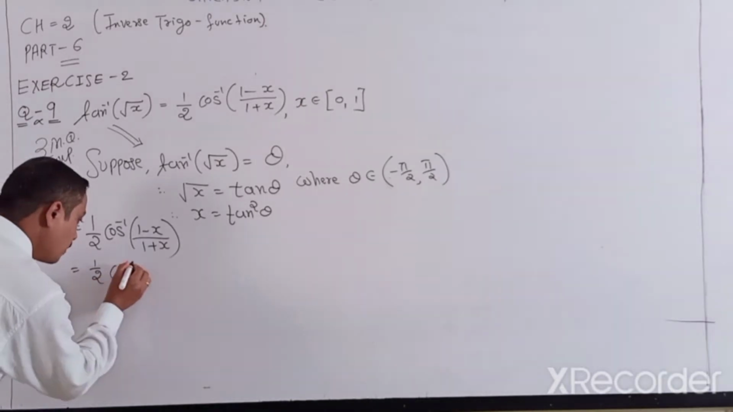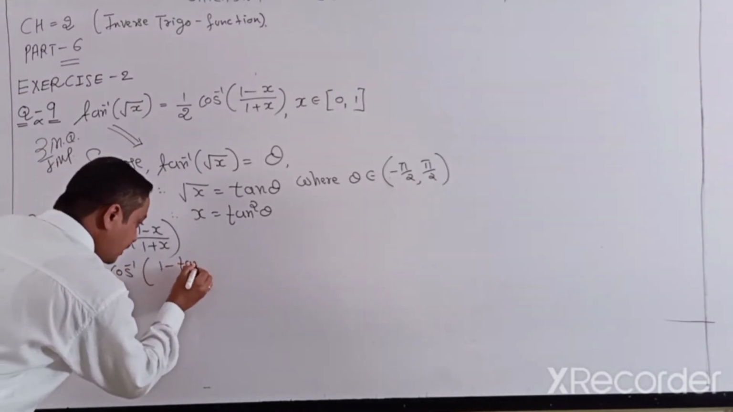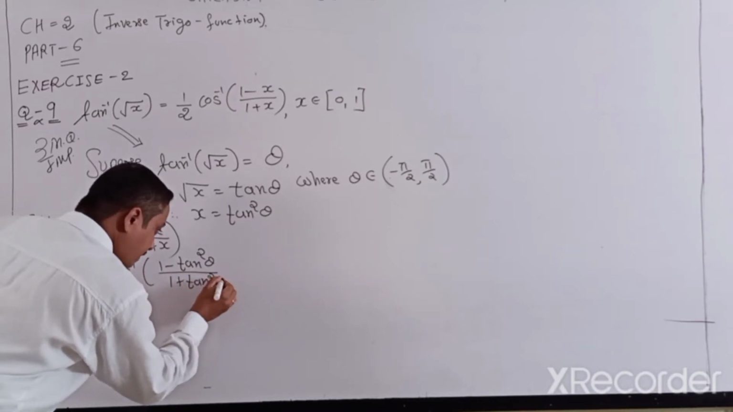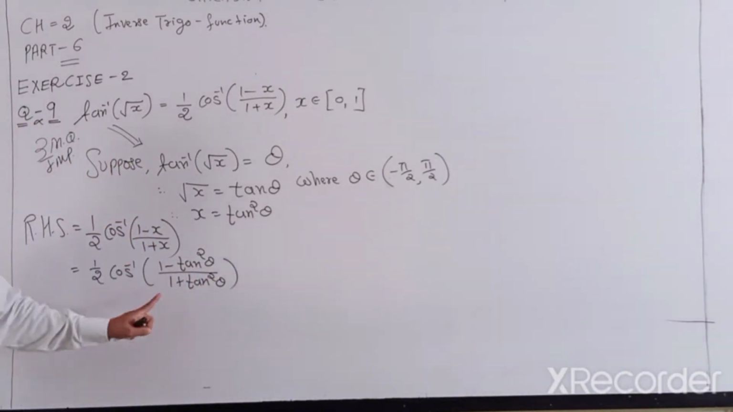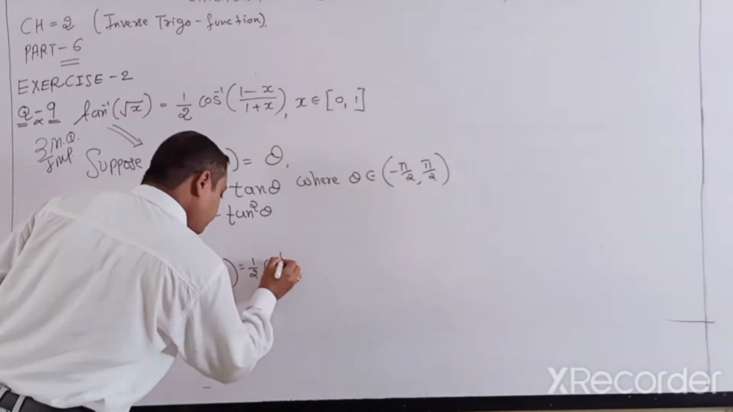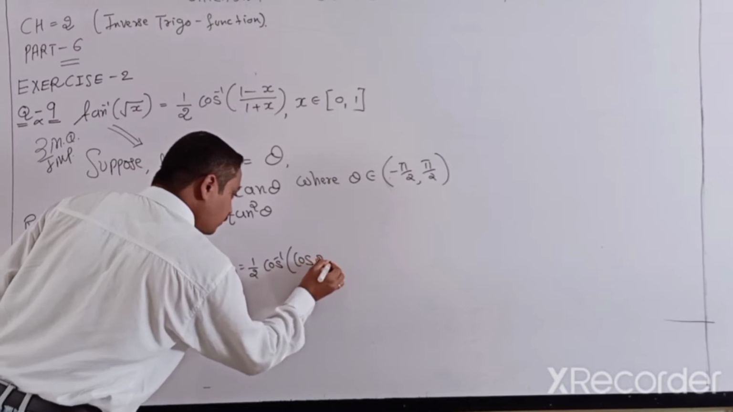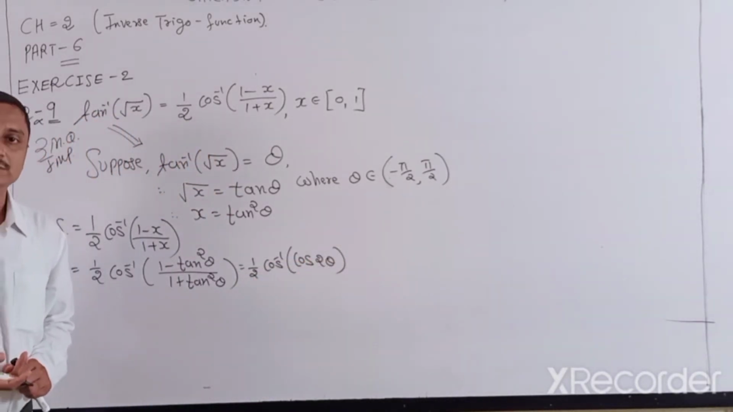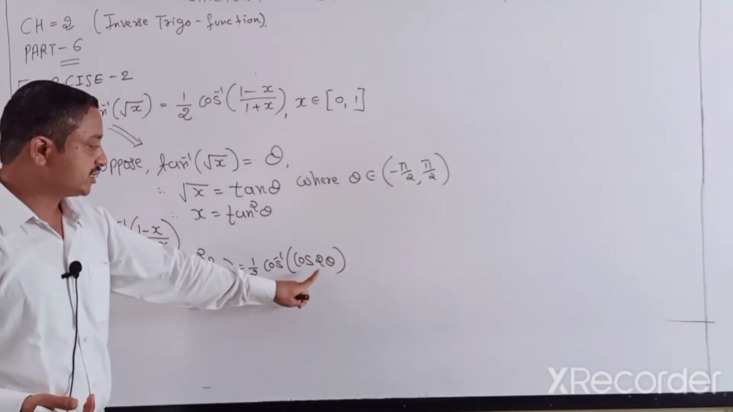So here 1 minus tan square theta over 1 plus tan square theta. Finally, this formula students you know very well. It is how much? Yes, cos 2 theta. Now the range of 2 theta, checking in this interval.